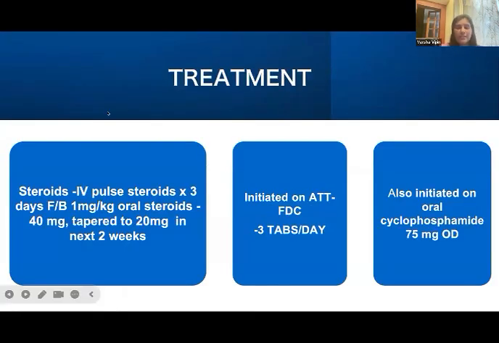So we went ahead with initiation of IV pulse steroids, which were given for 3 days, and that was followed by 1 milligram per kg oral steroids.